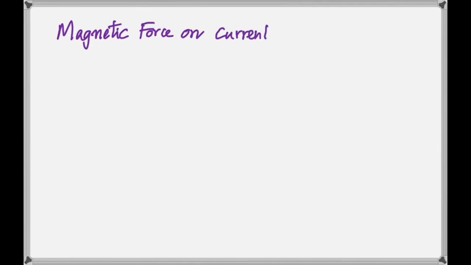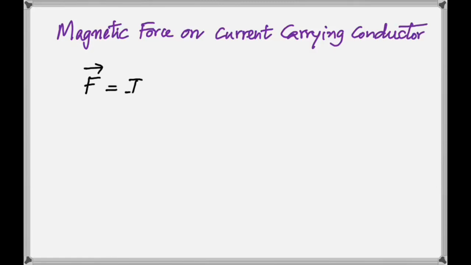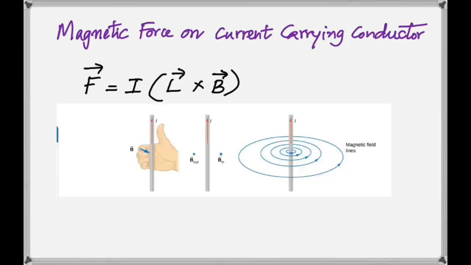So next you have magnetic force on a current carrying conductor. Now it's not a charge, it's a current carrying conductor. And then you have another cross product: I L cross B, where L is the length of the conductor and B is the strength of the magnetic field. And these diagrams show you the direction of the magnetic field, not the force, but the direction of the magnetic field due to a current carrying conductor.